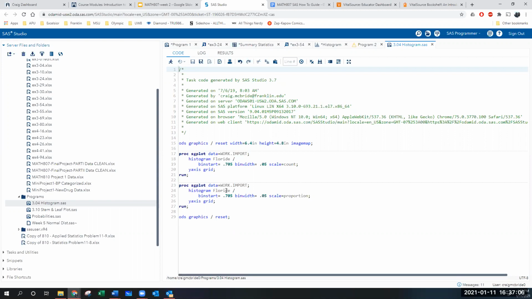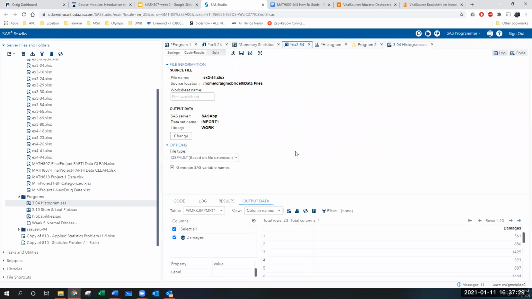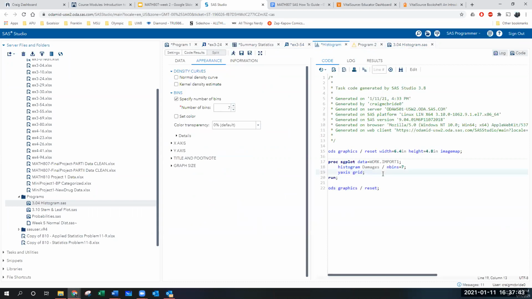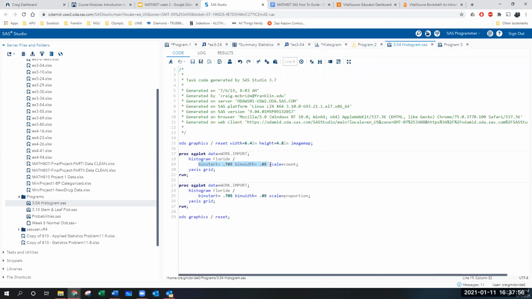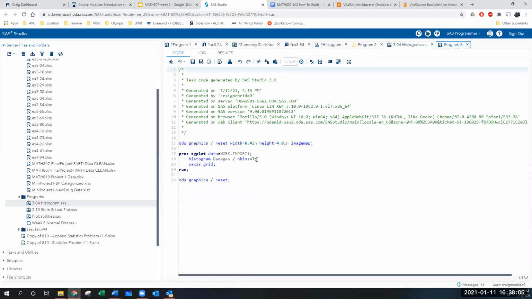Why is this fluoride? There was a different question that did fluoride. Oh, this one is 3.54. 3.4 had make the histogram for fluoride. Fluoride, yeah, so this one I did it for fluoride. All right. So it is damages. Histogram damages. All right, let's work with this one. And let's just put in this. See what that gives us. And get rid of the end bins.